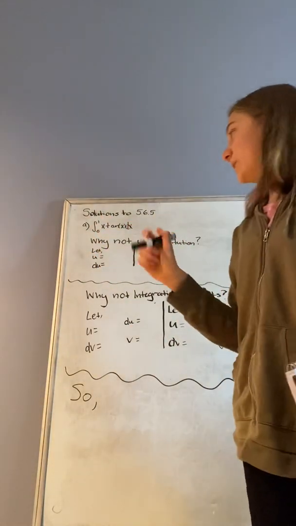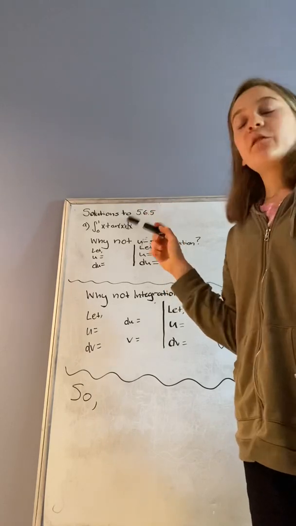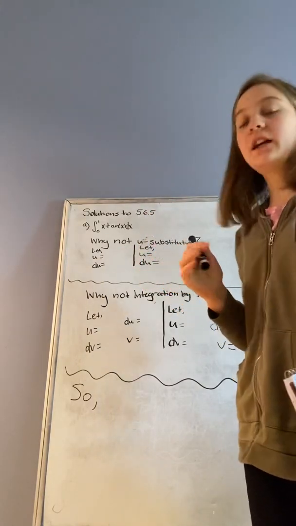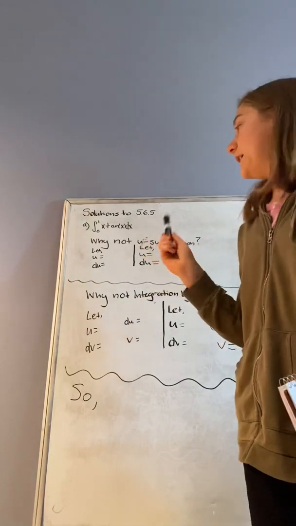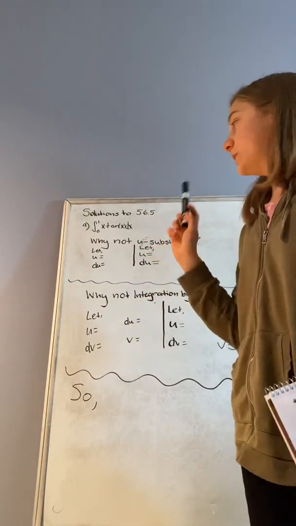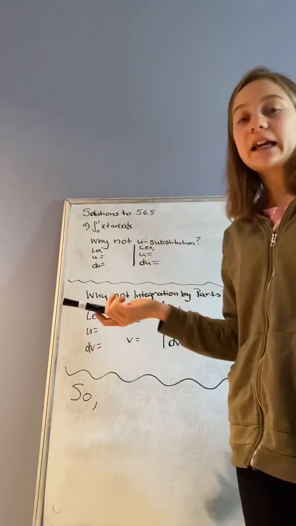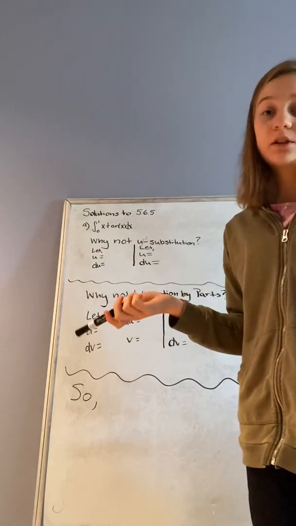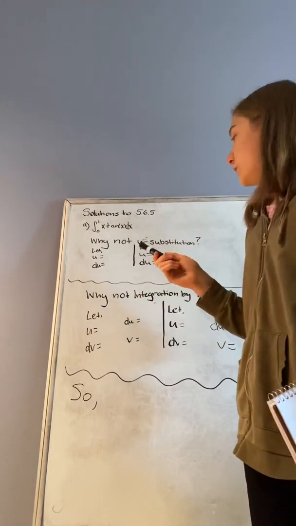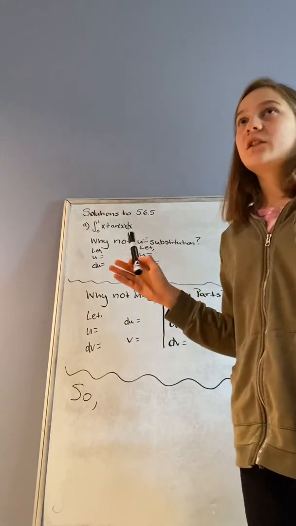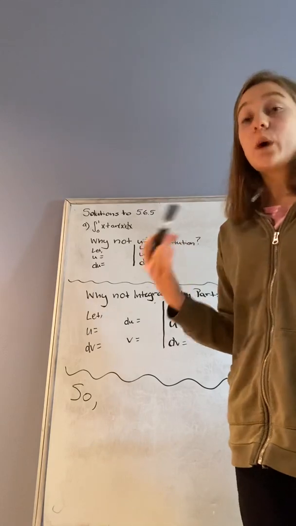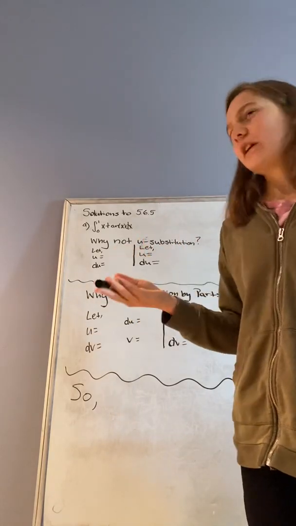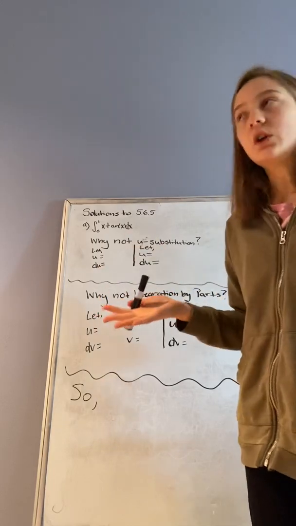Hello. Alright, so I'm gonna solve 5.6.5 and I'm gonna do part A first. And part A asks why you can't evaluate the integral from 0 to 1 of x tan x dx exactly using u substitution or integration by parts. So the reason you can't use u substitution is because there's really no productive way to let u equal anything that would yield a productive result.